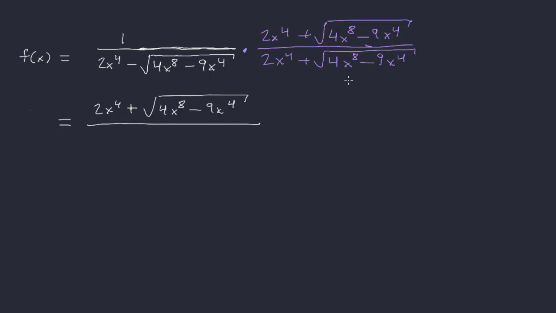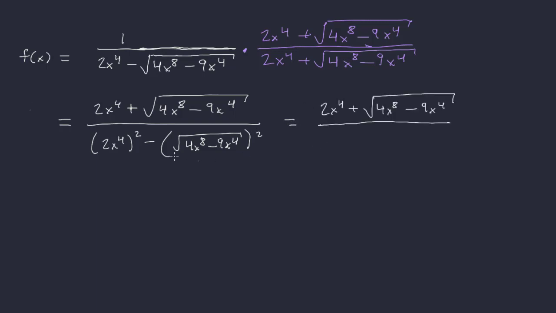And when we FOIL this out, we're just going to be left with, well, it's the difference of squares, so it'll be a squared. So that will be 4x to the 8th. And maybe I should write this out so you have a better sense of what I'm doing here. This will be 2x to the 4th squared minus the square root of this stuff squared. Okay, the numerator stays the same, but now the denominator is going to become 4x to the 8th minus, and here we just drop the square root.